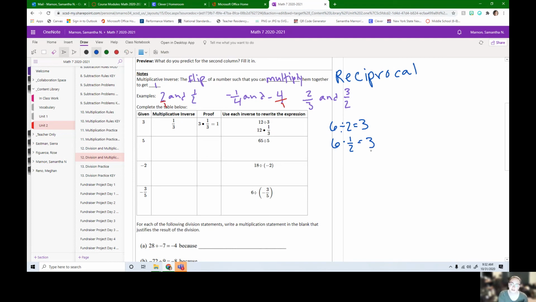Just like how we've been changing subtraction to addition, we can change division to multiplication. Multiplying is easier than dividing, so if we can multiply by something instead, that kind of makes it easier. So right here, we changed 12 divided by 3 to times 1/3. So pause the video and see if you can fill out the rest of this table.